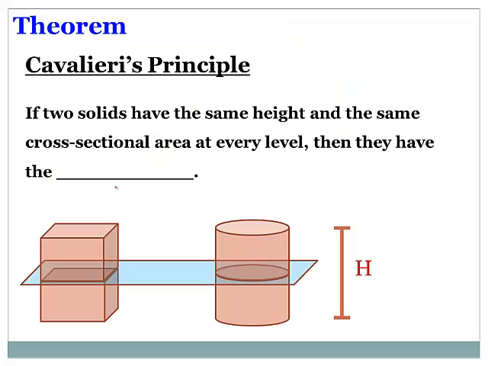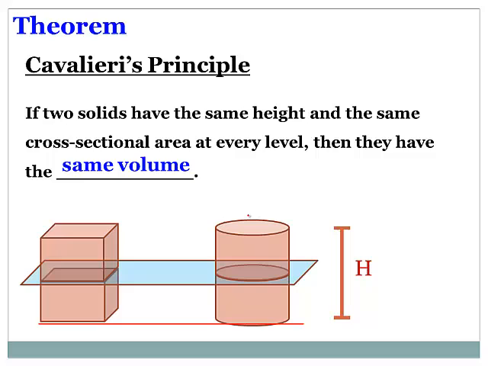Okay, this is a theorem called Cavalieri's principle. And basically why this is useful is because we're going to not only be talking about right prisms, we're also going to be talking about oblique prisms. But if two solids have the same height and the same cross-sectional area at every level, just think of it as taking a two-dimensional figure and going from the bottom all the way through to the top. If you have the exact same figure throughout, that means that they're going to have the same volume. So, Cavalieri's principle.